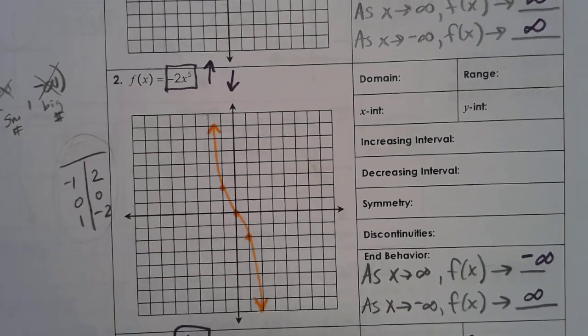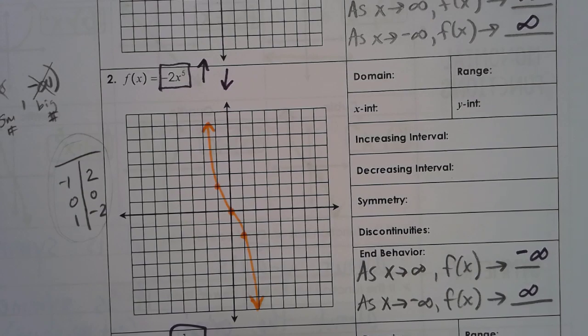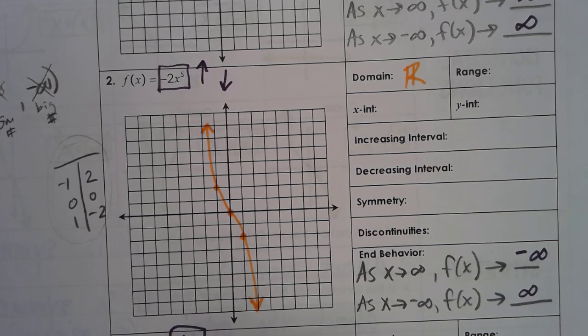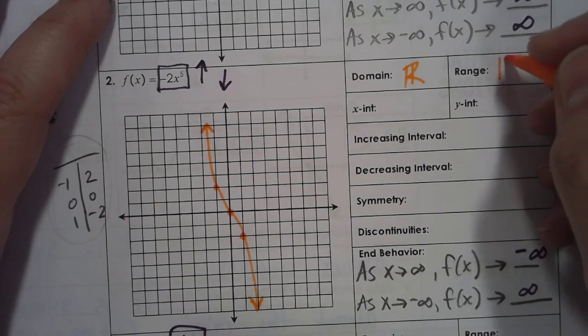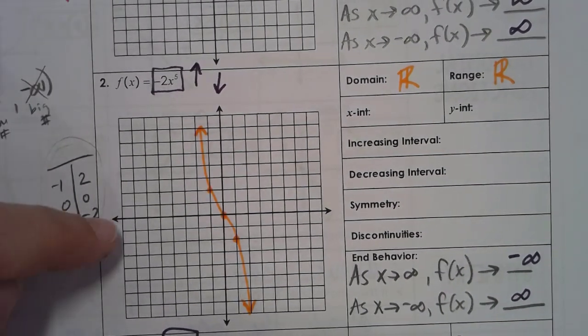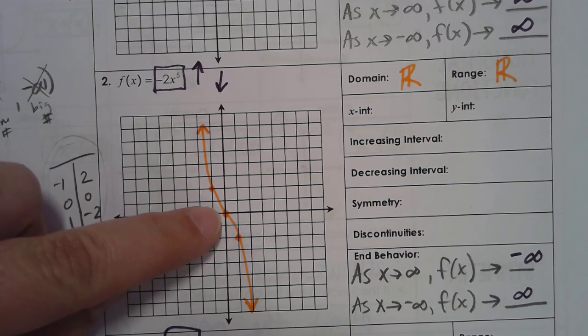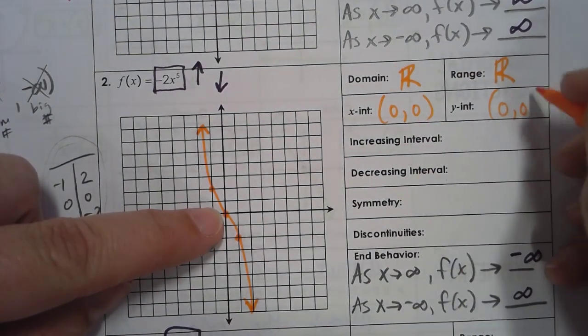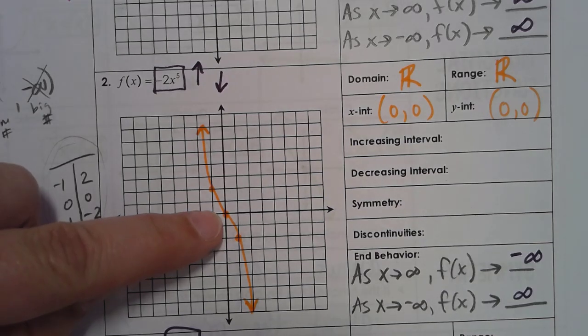All right, so then we fill in the other stuff. The domain, x values. Does it go forever and ever left to right? Yes. Does it forever go from bottom to top? Yes, forever and ever. So those are both all real numbers. X and Y intercept are the same. It crosses right there at the origin. So these are both going to be at 0, 0 for today.